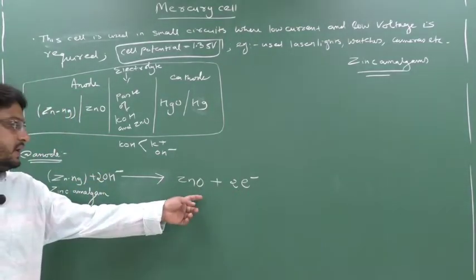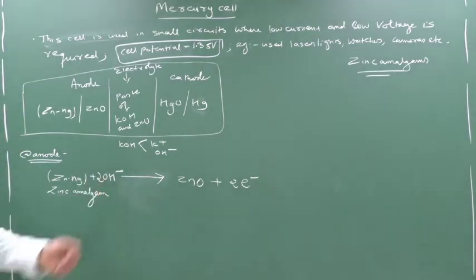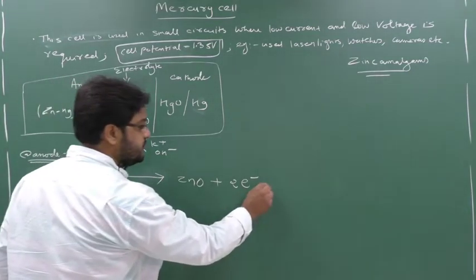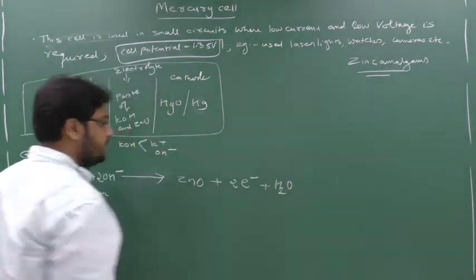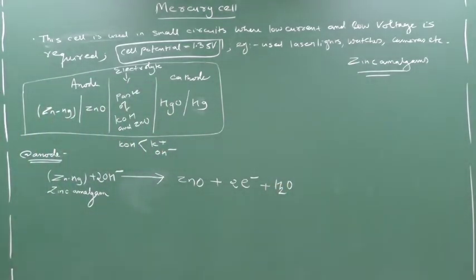Now how many oxygen are here? So here oxygen is 1, but here oxygen is 2. So where the oxygen is less? In this side. So oxygen is balanced by H2O. Clear this part? So this is the net reaction of anode in the mercury cell. Once more I will see what I have done.